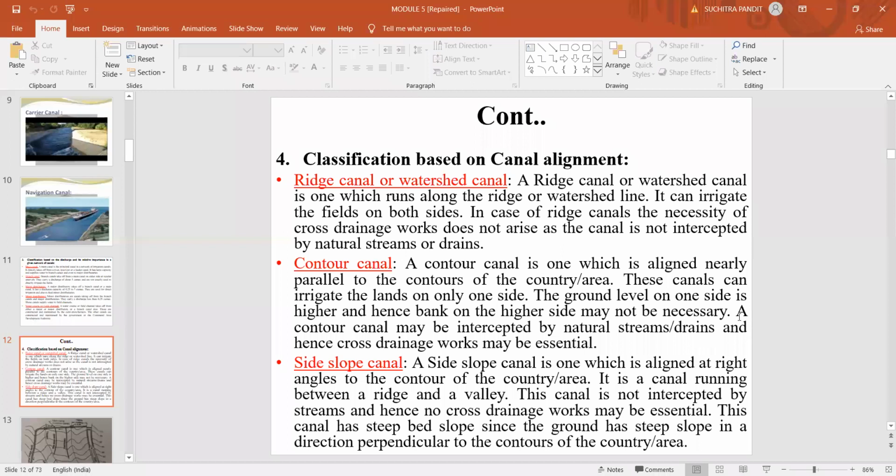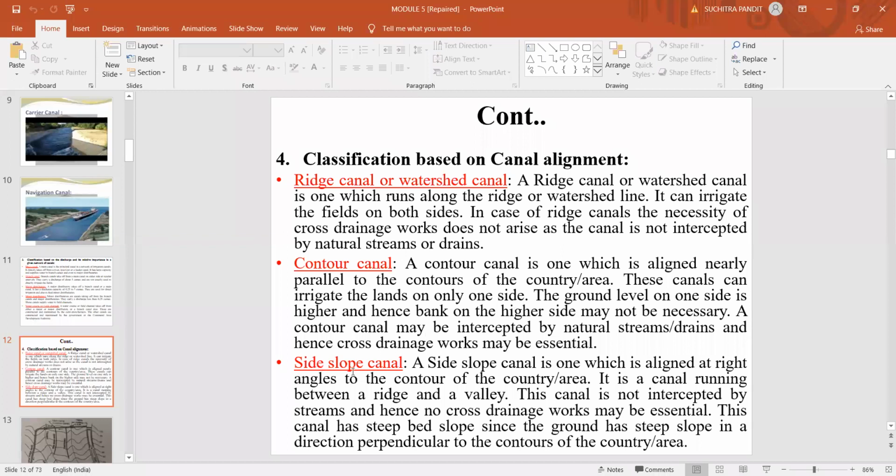The ground level on one side is higher, hence a bank on the higher side may not be necessary. It forms a natural bank. A contour canal may be intercepted by small natural streams or drains, and hence you require cross drainage works. These cross drainage works are nothing but culverts. Whenever the contour intersects a natural stream, the canal has to cross this natural stream. In such a case, the water is carried to the other side by means of these cross drainage works.